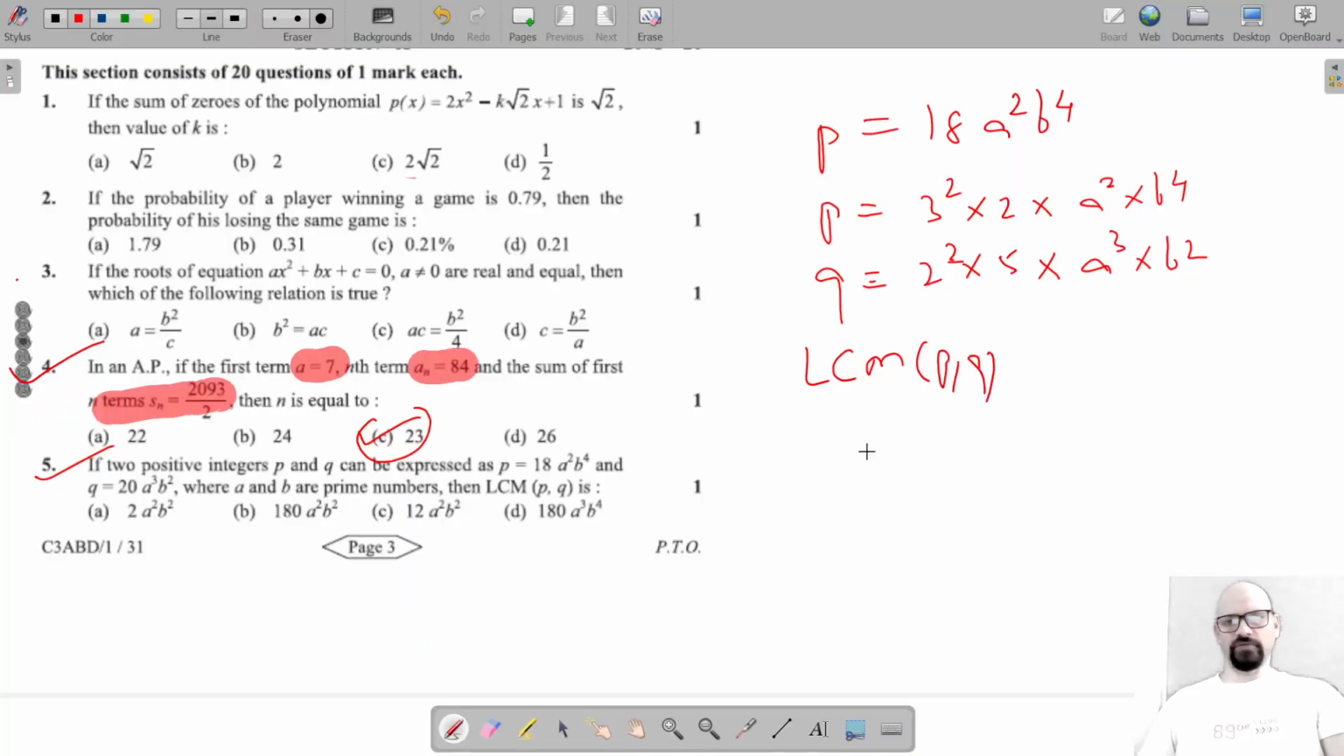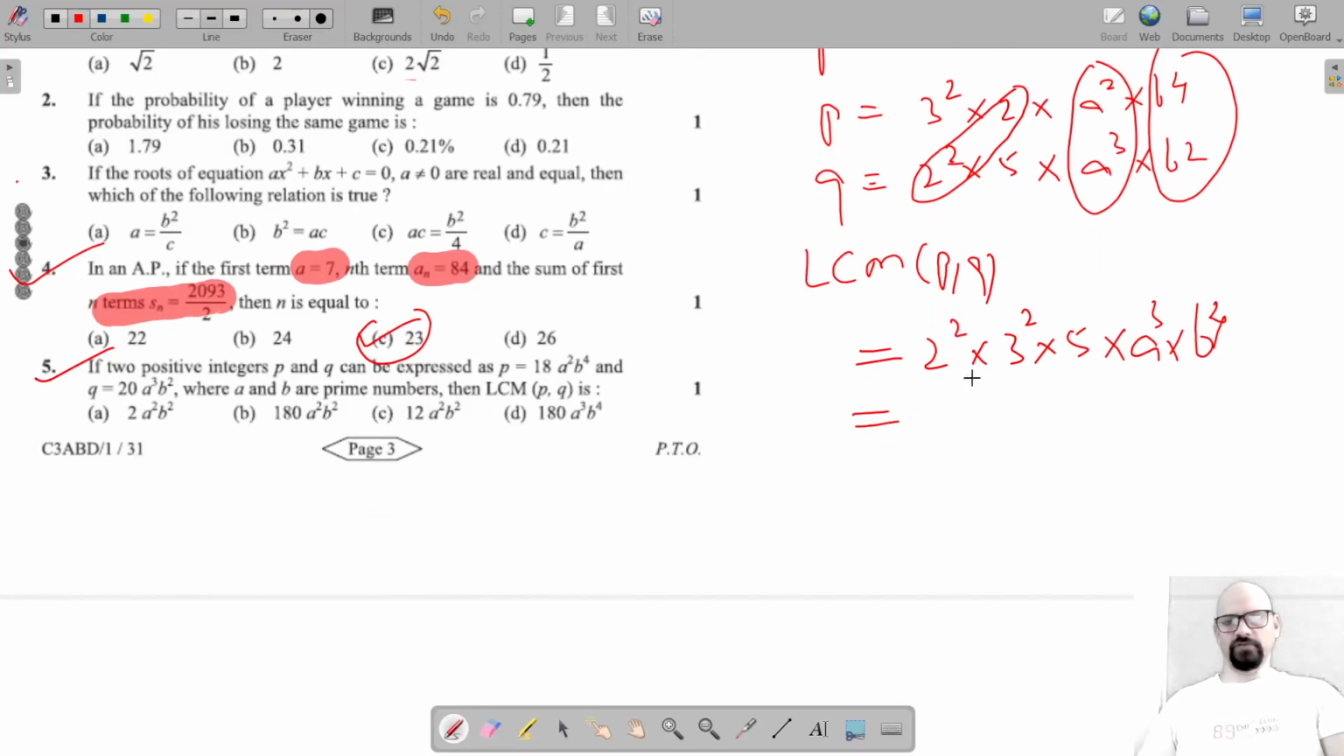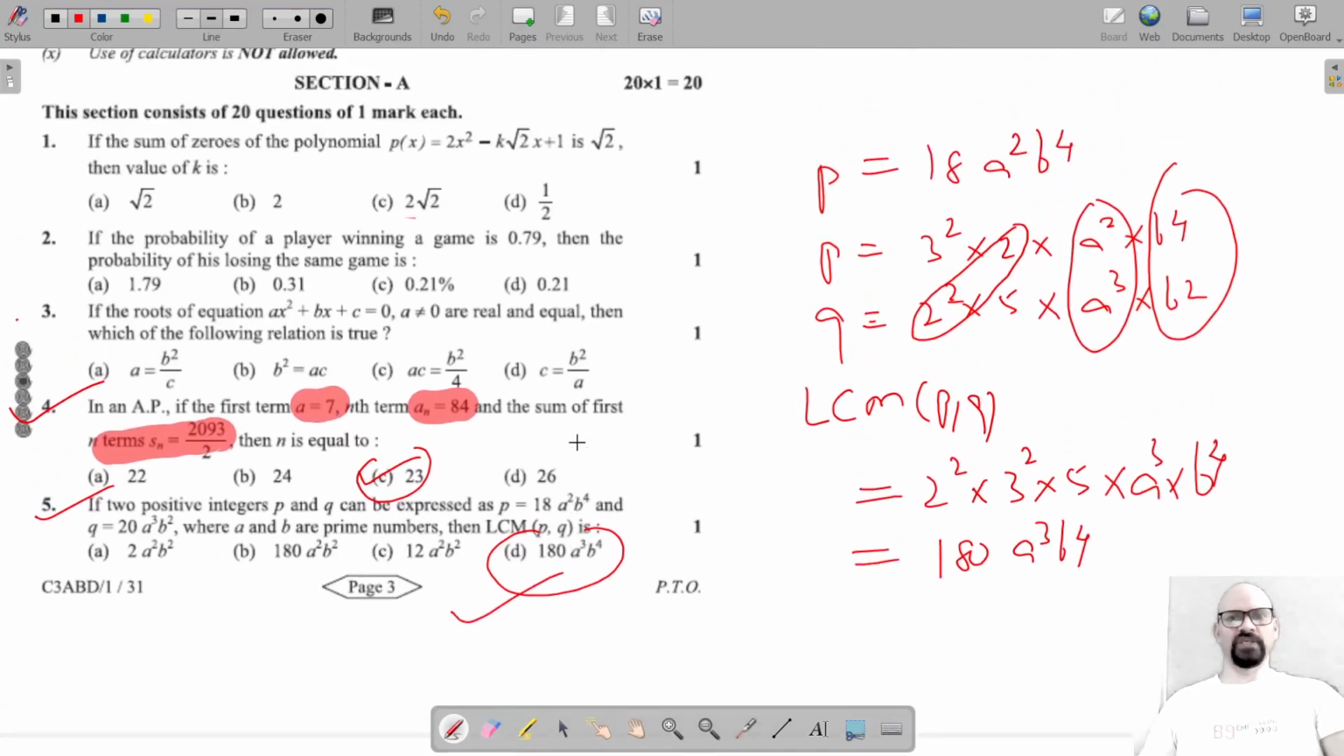And we have to find the LCM of p and q. So the common factor is 2, and we have to take the greater power, 2 squared, and the left over ones, 3 squared into 5. Among the common a, we have to take a cubed, and among these we have to take b raised to the power 4. So this is equal to 2 squared is 4, 4 into 9 is 36, into 5 is 180, a cubed b raised to the power 4. So 180 a cubed b raised to the power 4, that should be the answer for this one.